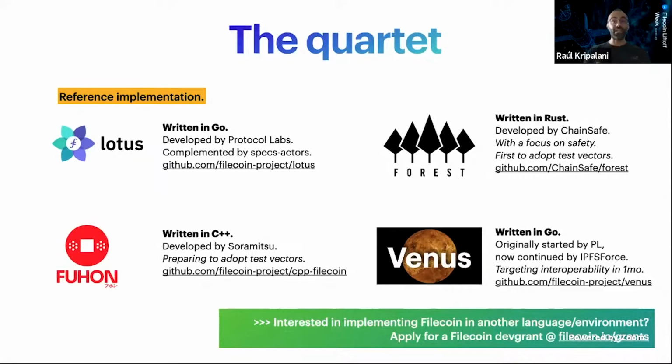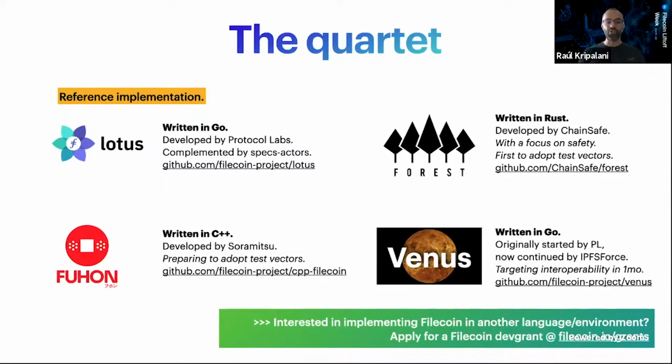We've got an implementation written in Rust. This is called Forest and is developed by ChainSafe. You would have heard from them earlier in the week, and they have a heavy focus on safety. And also they were the first ones to adopt test vectors, so kudos to them. And by the way, I just got news from Austin yesterday, I think it is, that they're successfully passing all test vectors now. So this is amazing.